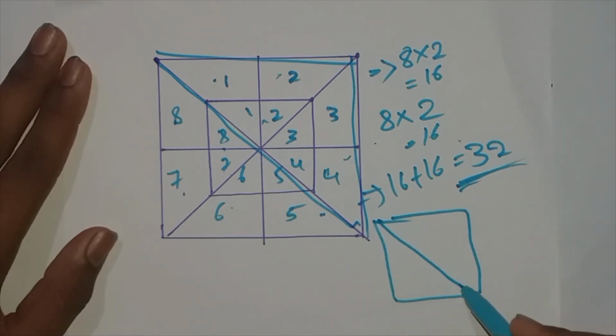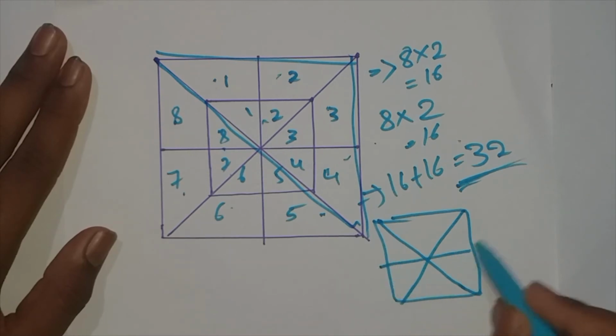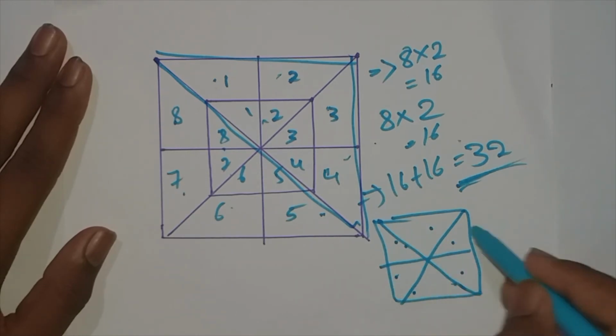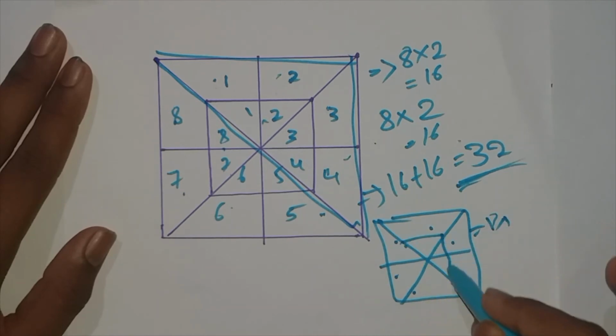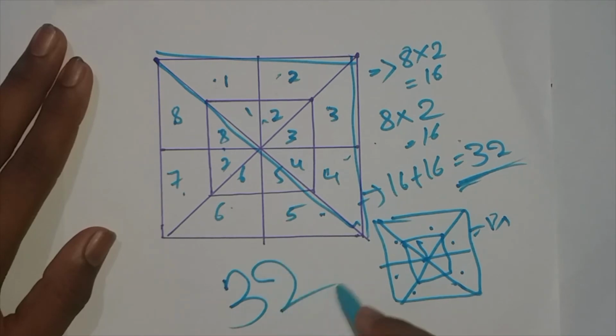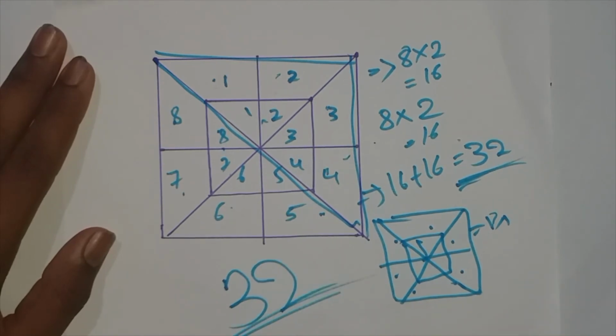So this is the given question. I will make it into parts, right? So this is the first box, 1 2 3 4 5 6 7 8, and 8 into 2 is 16. Like that you have another triangle, so 8 into 2 is 16. So it is the easiest problem. You have total 32 triangles in this.